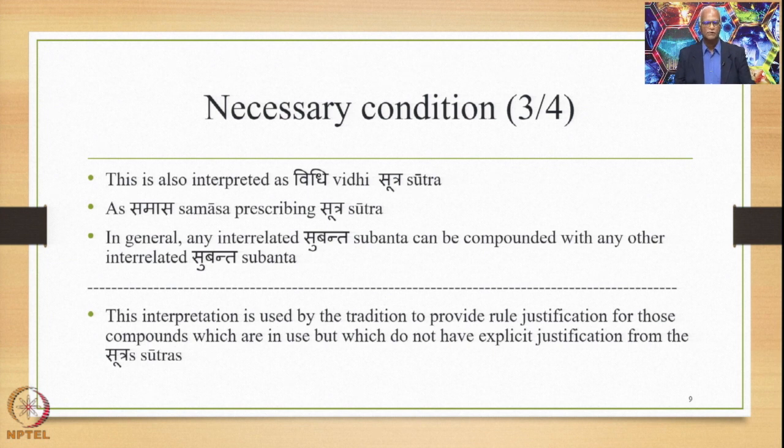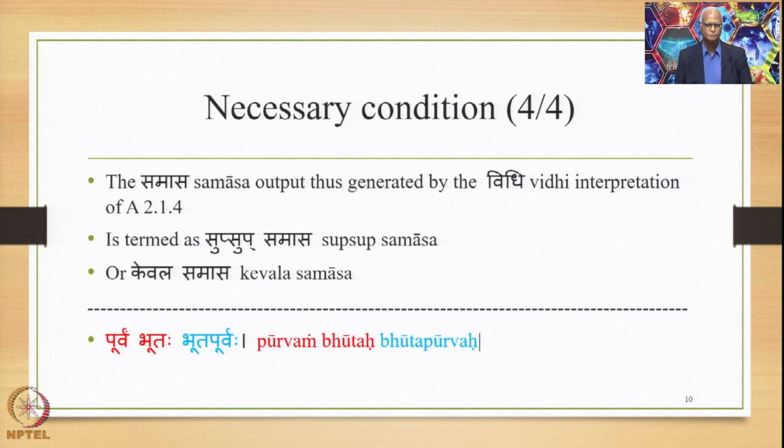So we noted that the sutra Sahasupa primarily acts as a necessary condition for the process of compounding, but the same sutra is also interpreted as a prescription rule, as a Vidhi Sutra. The samasa output thus generated by the Vidhi interpretation of 2.1.4 is termed as sup-sup samasa or kevala samasa by the later Pāṇinian grammatical tradition. And the example provided in the Vaiyakarana Siddhanta Kaumudi for this particular interpretation of the sutra is Purvam Bhutaha Bhutapurvaha.